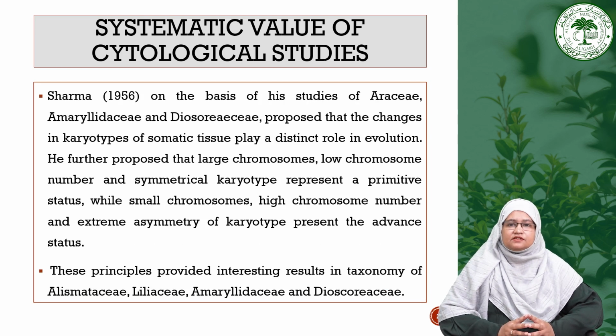Then Sharma, on the basis of his studies of Araceae, Amaryllidaceae and Dioscoreaceae families, proposed that the changes in karyotypes of somatic tissues play a distinct role in evolution. He further proposed that large chromosomes, low chromosome number and symmetrical karyotype represent a primitive status, while small chromosomes, high chromosome number and extreme asymmetry in karyotype represent an advanced status. So, due to presence of these characters, we can see which species is advanced and which species is primitive. So, these principles provide interesting results in taxonomy of Alismataceae, Liliaceae, Amaryllidaceae and Dioscoreaceae.